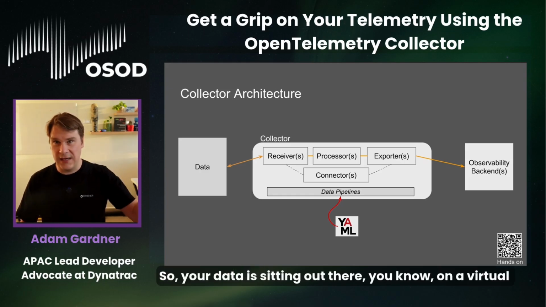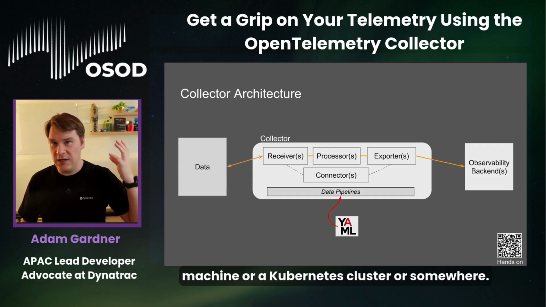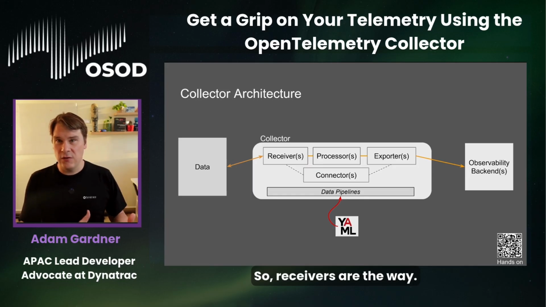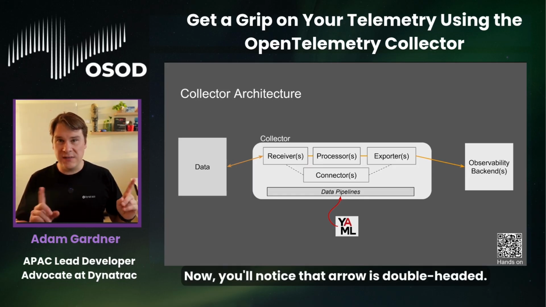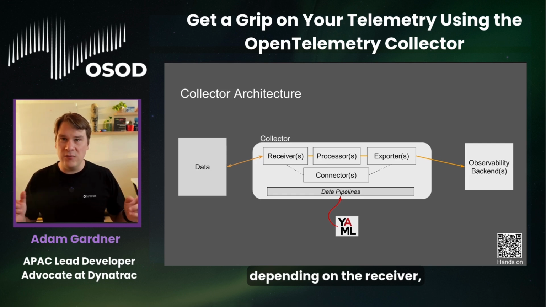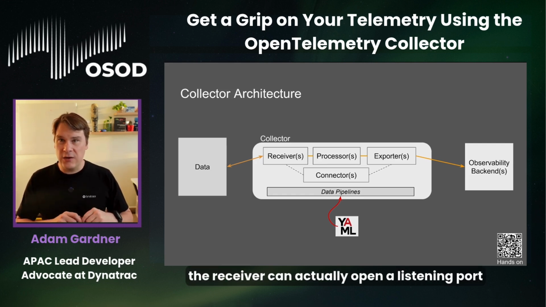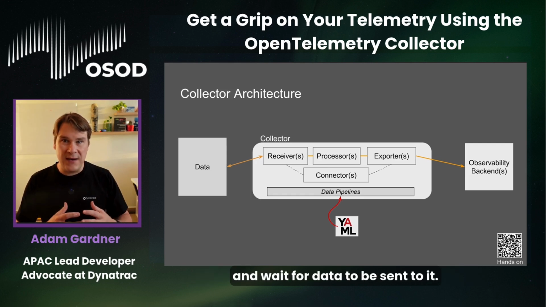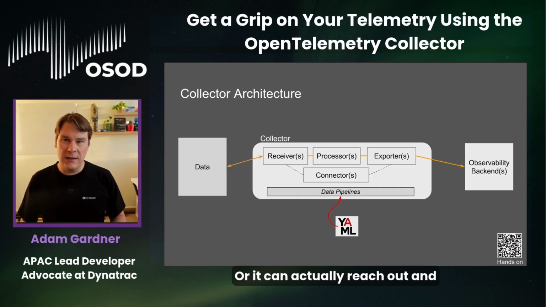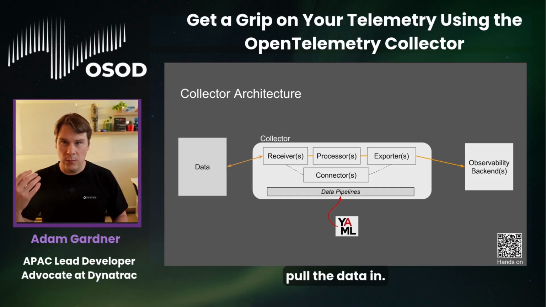So your data is sitting out there, on a virtual machine or a Kubernetes cluster or somewhere, and it needs to get into the collector. So receivers are the way. Now, you'll notice that arrow is double-headed, and that's because depending on the receiver, it can actually open a listening port and wait for data to be sent to it, and you need to arrange to send the data to it, or it can actually reach out and pull the data in.